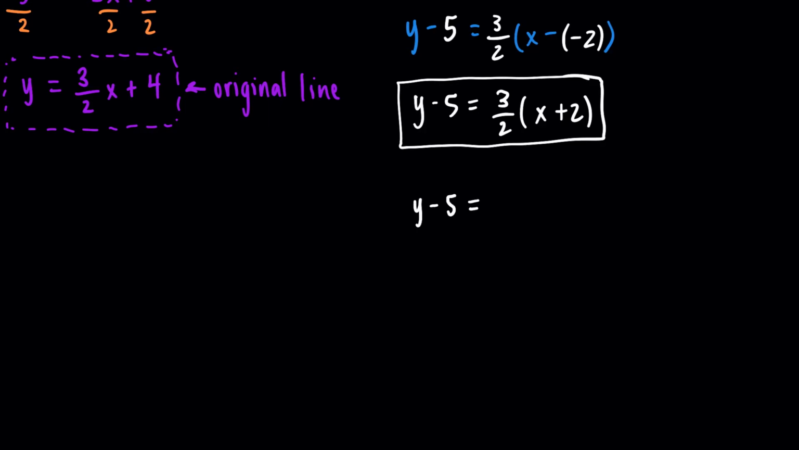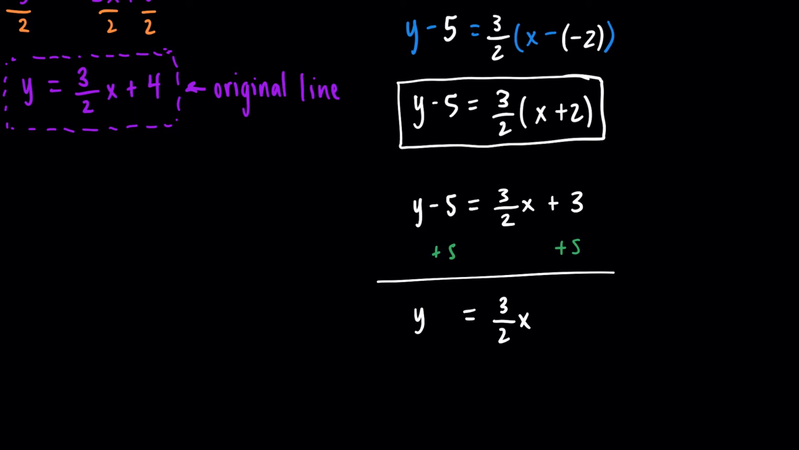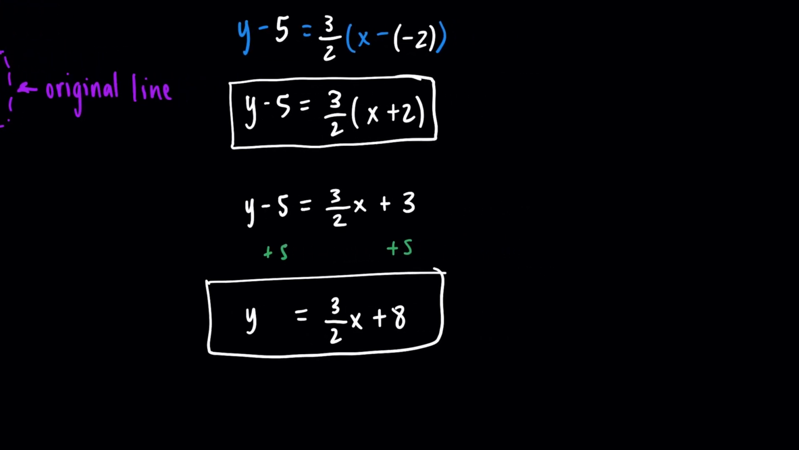So y minus 5 is equal to, I'm going to do 3 halves times x and 3 halves times 2. So we're going to distribute that here and there. So that's going to be 3 halves x plus, and then if you do 3 halves times 2, that will give you 3. So if we add 5 to both sides, then what we get is y is equal to 3 halves x. If you have 3 plus 5, that's plus 8.